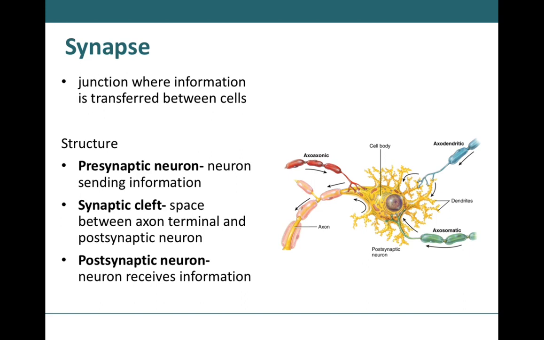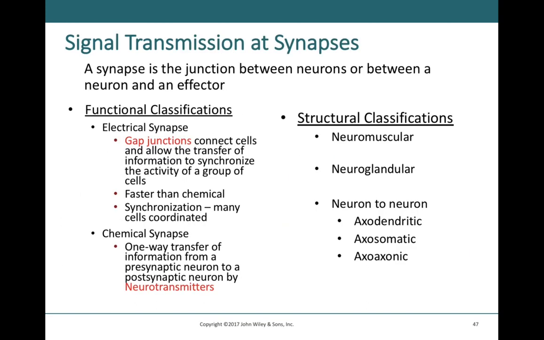Now, like with many other topics, every synapse is going to have both a structural classification and a functional classification. The structural classification depicts which two types of cells are found at the synapse. What is the structure of our synapse? And the functional classification refers to the way that we have information transfer between two different types of cells.